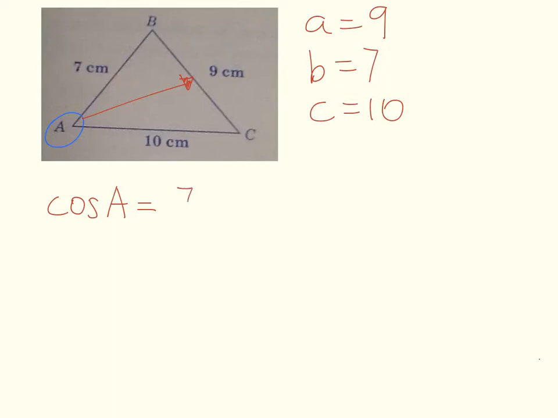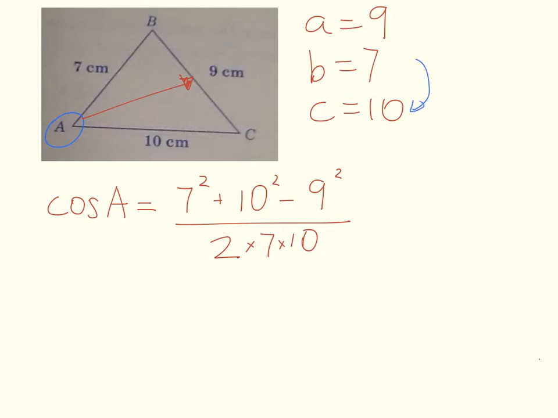Cosine A equals b squared plus c squared minus a squared over 2 times 7 times 10, 2bc. Now again, if I switch the order of these two, no change, because all I do is square them, they're both positive, and then I multiply them in the denominator. So getting those two in the right order really isn't important. Getting this one right is extremely important, because if I subtract 9 squared or add 9 squared, that's very different.